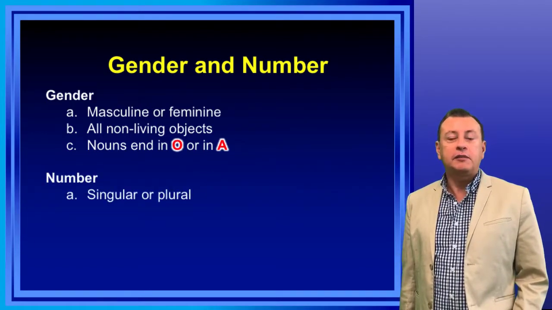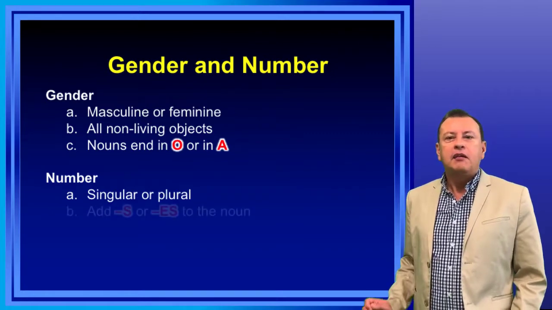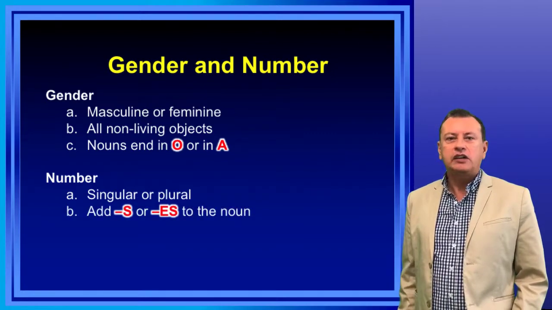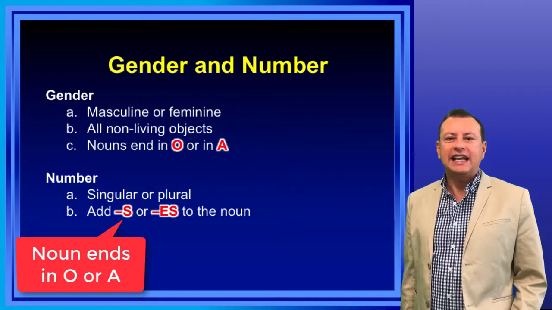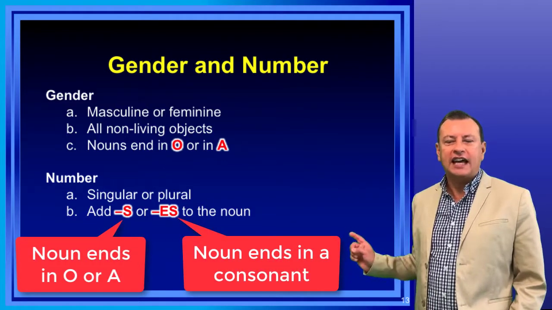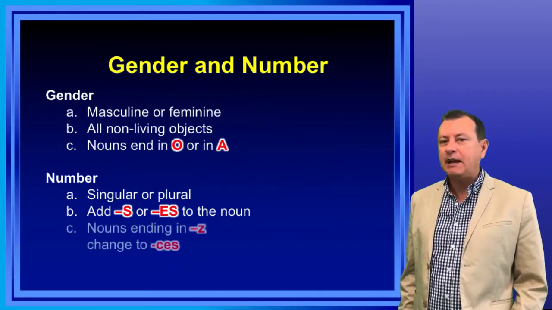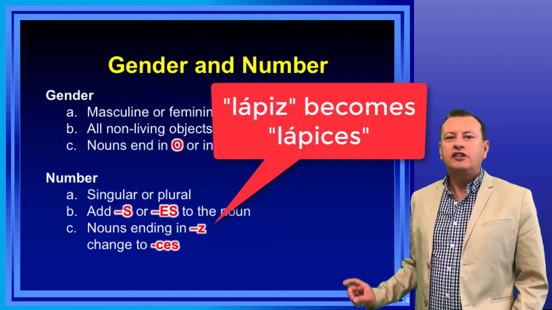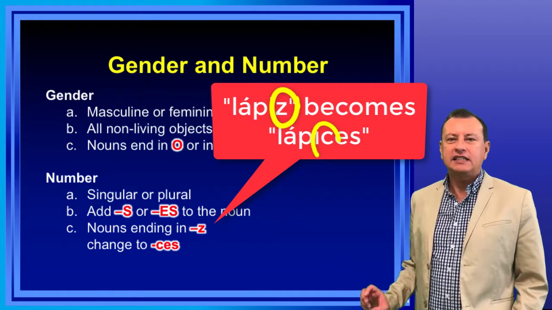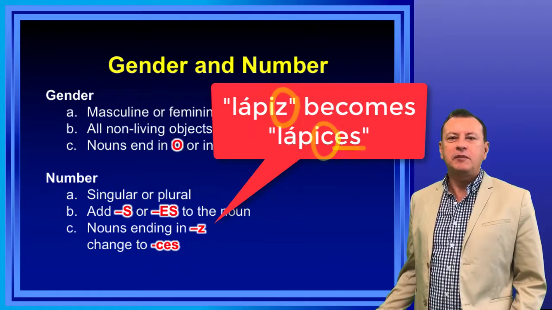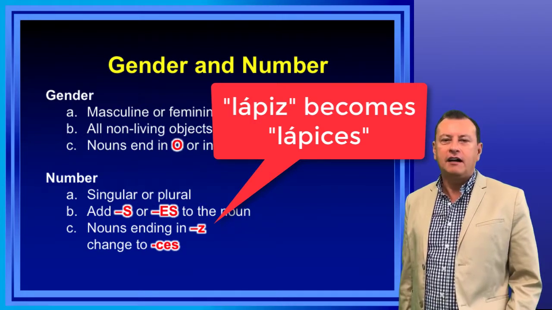How to form the plural in Spanish? Most of the nouns end in o or a, so we are just simply going to add s. But if the noun ends in a consonant, we are going to add es. Attention with certain words in Spanish like lápiz. We are going to switch the z for a c and add es. So we become lápices for pencils.